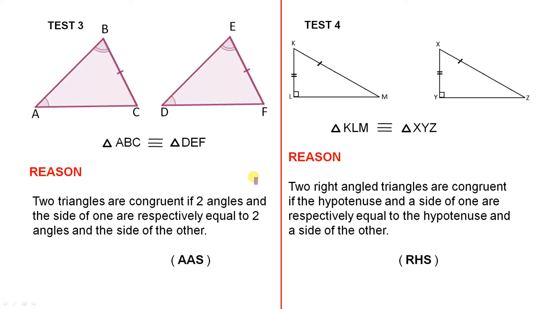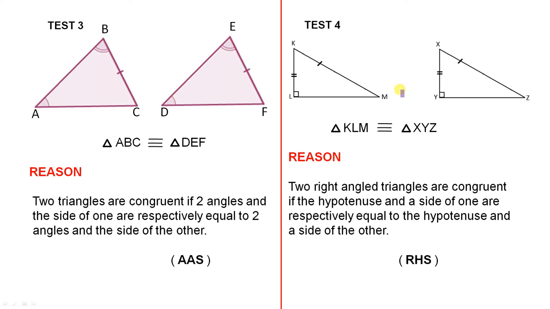Two triangles are congruent if two angles and the side of one are respectively equal to two angles and the side of the other. So there are the two angles which coincide with those two angles. That side coincides with that side, which are equal. Therefore, the two triangles are congruent.